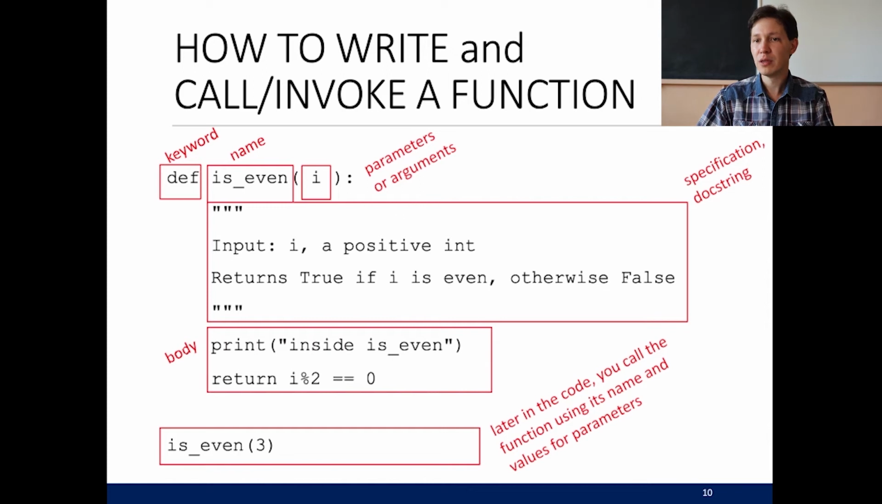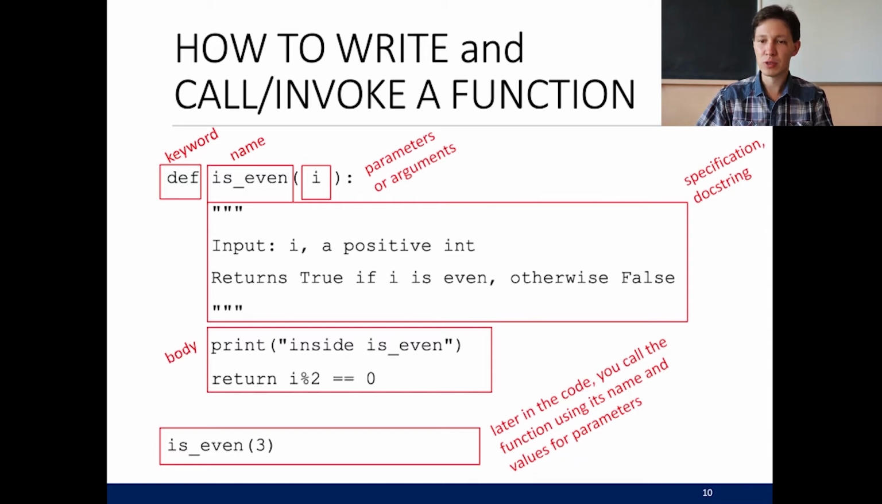A recommended practice is creating a docstring for a function. It will allow function users to easily understand what kind of params the function expects and what result is returned. So, as you can see, our isEven function expects a positive integer input and returns true in case it's even and false otherwise. The main part of the function is its body.